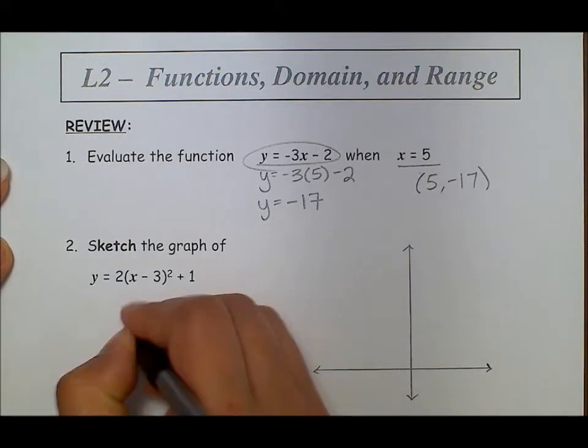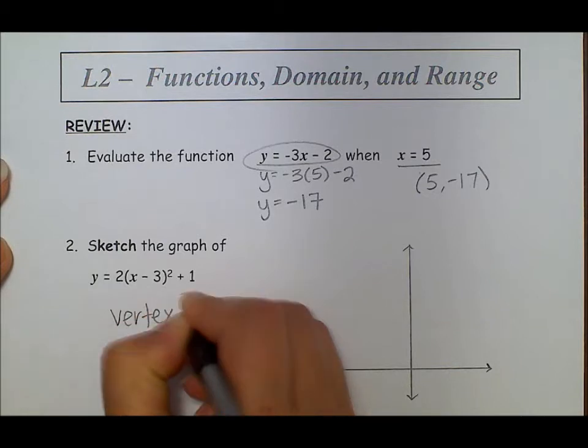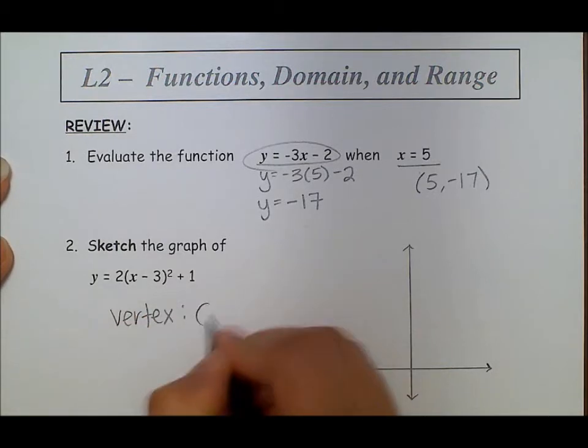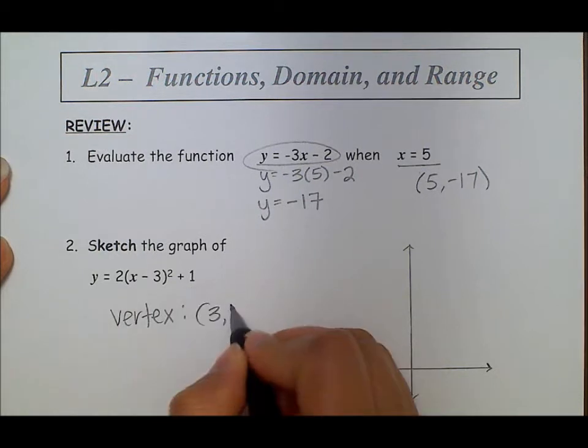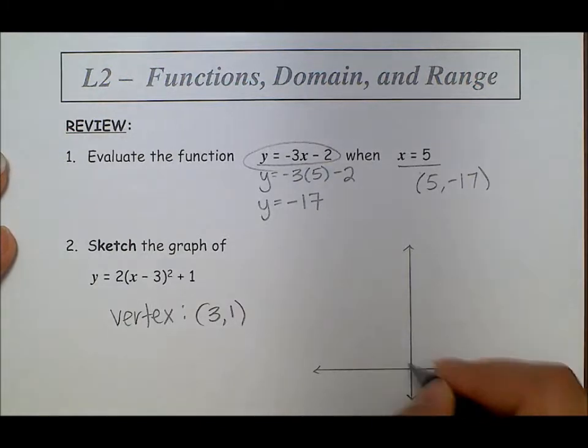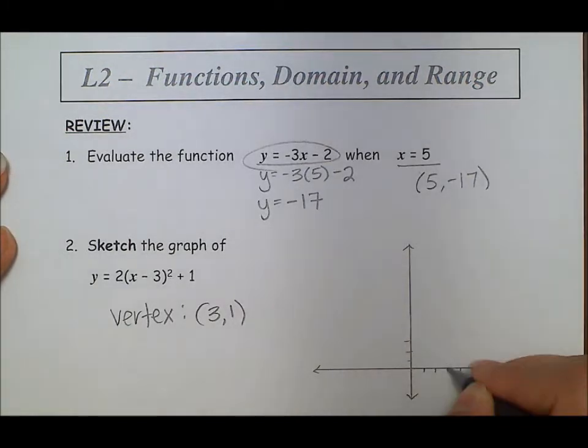So let's take a look at what the vertex is. In this case, this looks like a shift to the right 3 and a shift up 1. So that tells me that the vertex would be at (3, 1). So I'm just going to create a scale quickly. And my vertex is at (3, 1).